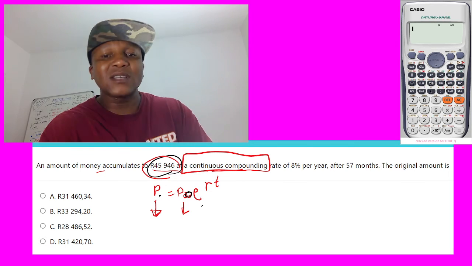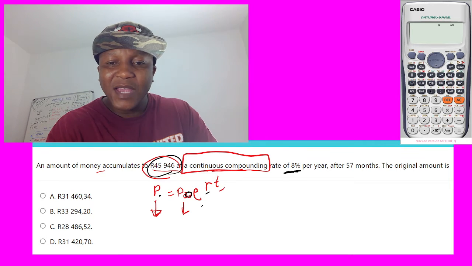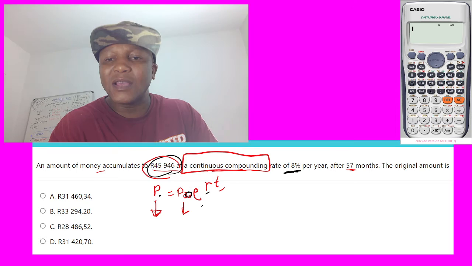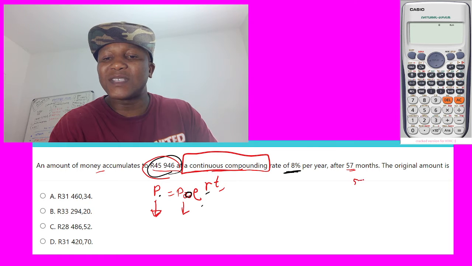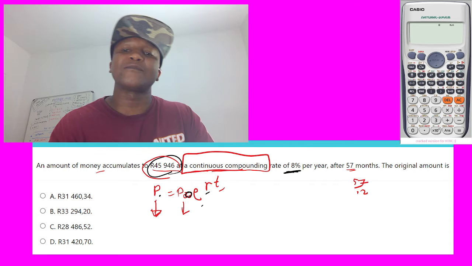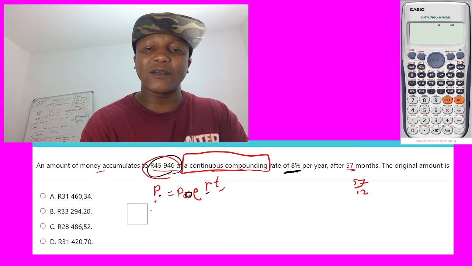e is just a constant, which I'm going to show you how to get. r is the interest rate, which is 8.8%, and t is the time. Time is 57 months, but you have to change the time to years, so I'm going to say 57 divided by 12. So now let's go. We're going to plug in and see how we can move from there. Okay, so what do we have?